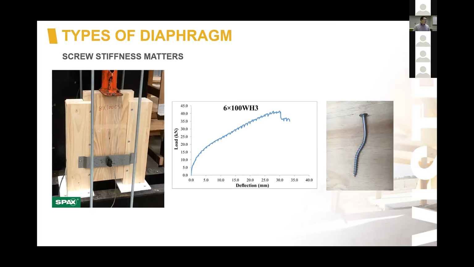Conversely, fully threaded screws behave a little bit differently. They are more akin to brittle failure, so you need to be a little bit careful when using fully threaded screws, because you might be stepping away from the ductile performance of your diaphragm that you're actually really looking for.